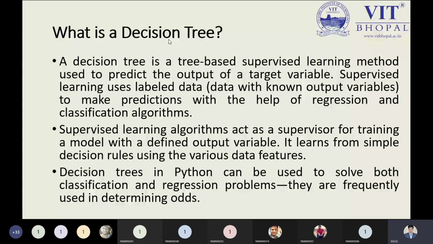So when talking about the decision tree in Python programming especially, it is used to solve both kinds of problems, classification and regression. And from this point, we need to understand an example for review purposes. See, this is the example.